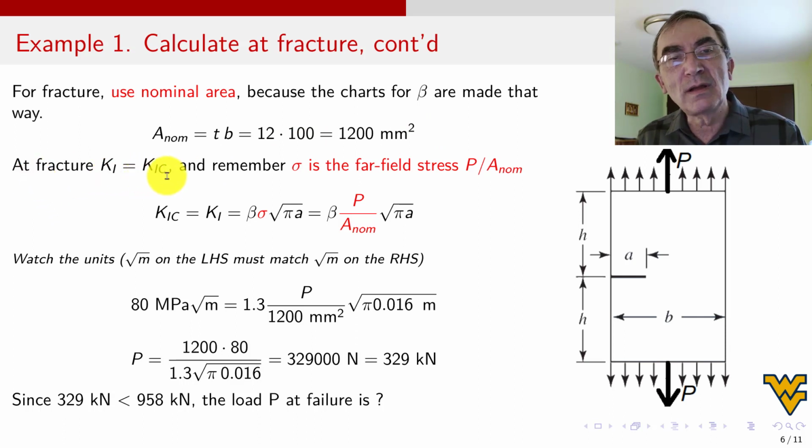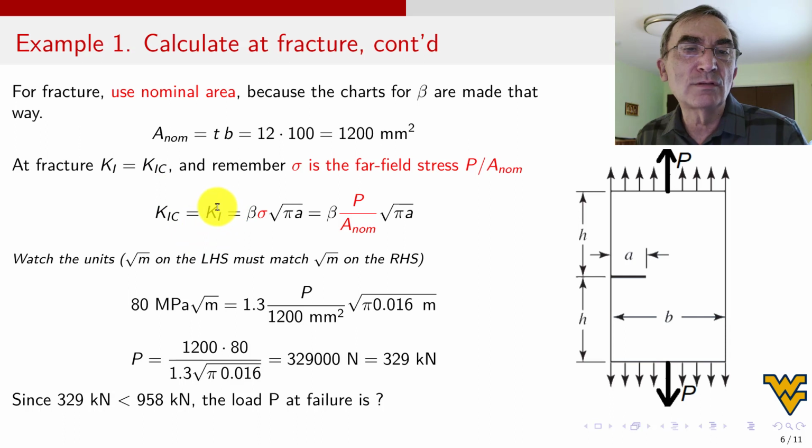At fracture, the failure criterion says that when K sub I reaches K sub IC, boom, the crack is going to propagate, all right? So I rewrite this equation this way, which is the same, just swapping these 2 terms. And now I expand what K sub I is. K sub I is beta sigma square root of pi a, okay? And sigma is the far field stress, which is P over A nominal. A nominal I know because I calculated it, but P I don't know because that's what I'm trying to find.